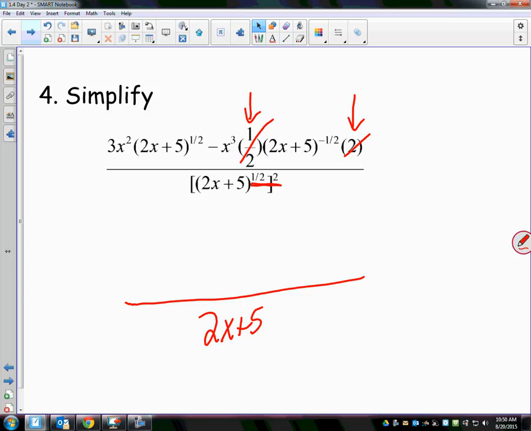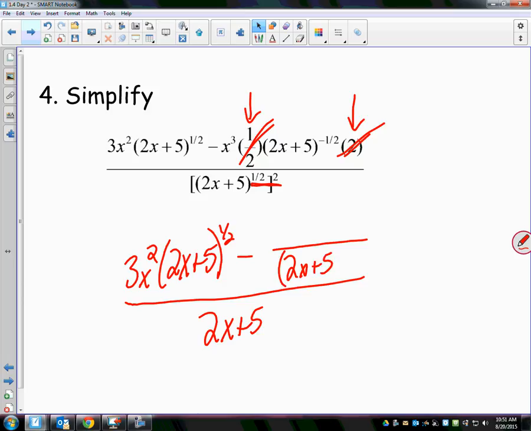All right, so I'm going to rewrite this as 3x squared times 2x plus 5 to the 1/2. And you can do square root just as easily. And then just kind of cleaning this up, that canceled out. I'm going to move this 2x plus 5 to the 1/2 to the bottom, because I got rid of my negative exponent, which just leaves me an x cubed here. With me so far?